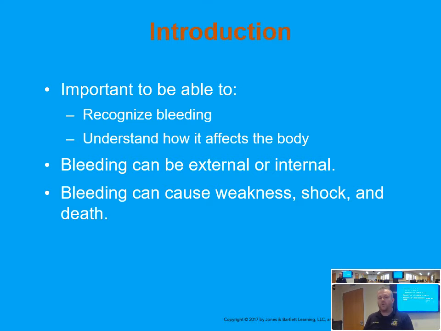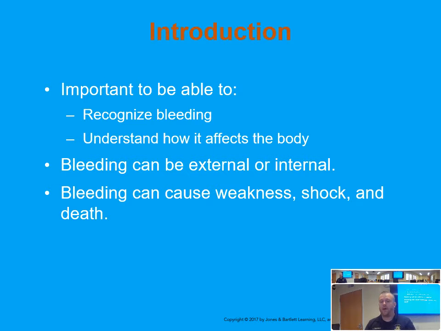Bleeding can be external, meaning we can see it outside the body, or internal, meaning we can't see it, it's inside. But we can also sometimes see signs of internal bleeding, like discoloration of the skin, distension of the portion of the body, most likely the abdomen. Bleeding can cause weakness, shock, which is lack of perfusion to tissues, or hypoperfusion, and eventually death.